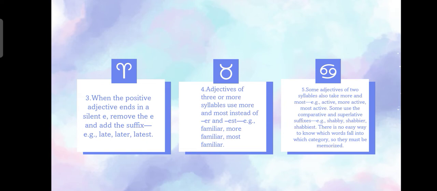Some use the comparative and superlative suffixes. The example: shabby, shabbier, and shabbiest. There is no easy way to know which words fall into which category, so they must be memorized.